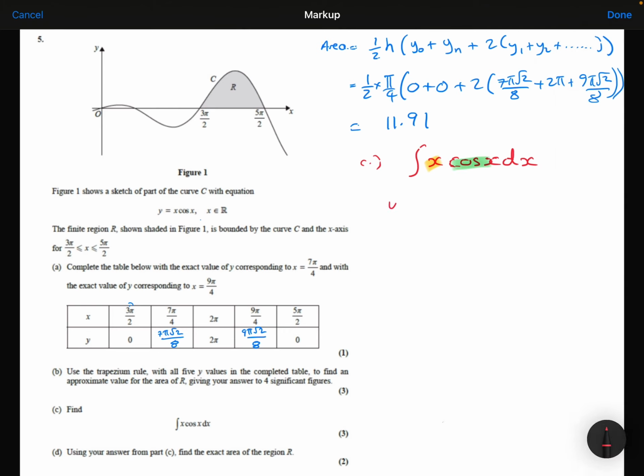So I'm going to let u be equal to x, and I'm going to let v dash be equal to cos x. Differentiating the x, I get 1. Integrating the v dash, cos integrates to be sine. Now applying the integration by parts formula, which is uv minus the integral of u dash times v, I would get x times sine x minus the integral of 1 times sine x.